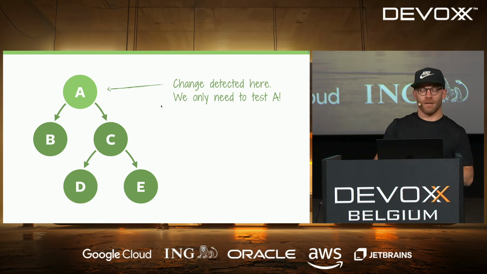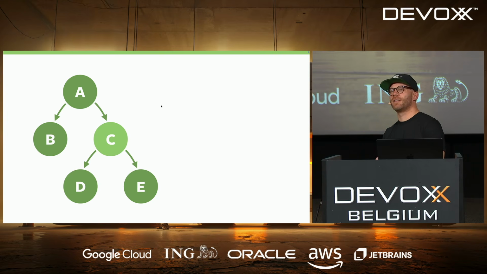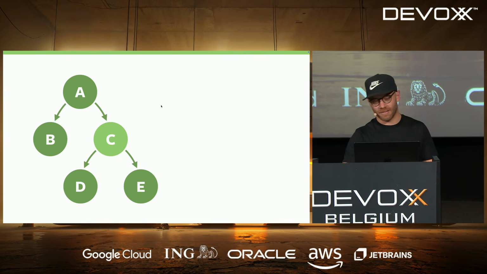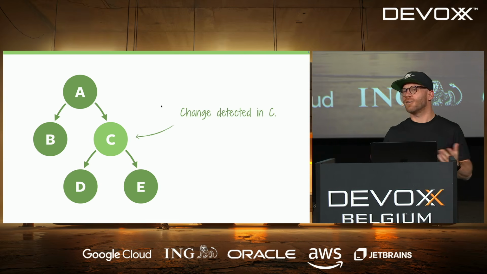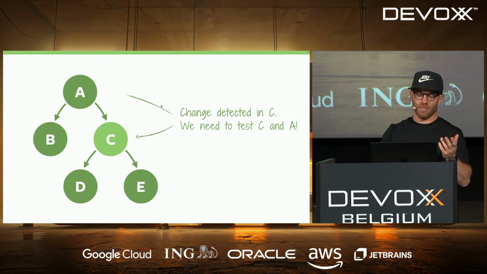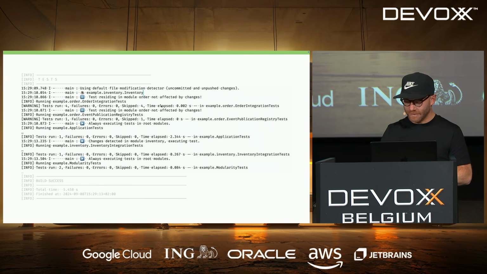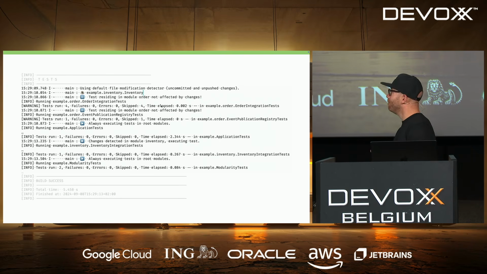But given that once we have a change in A, we need to test A, what do we need to test if we find a change in C? A and C, correct, right? So it's not too hard. There's no need for any kind of very AI analysis or what have you. It's just math to some degree, right? So that's what you actually get.